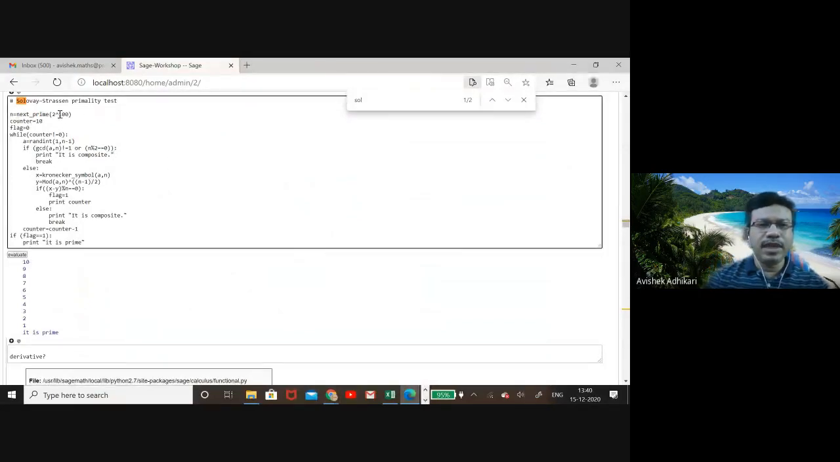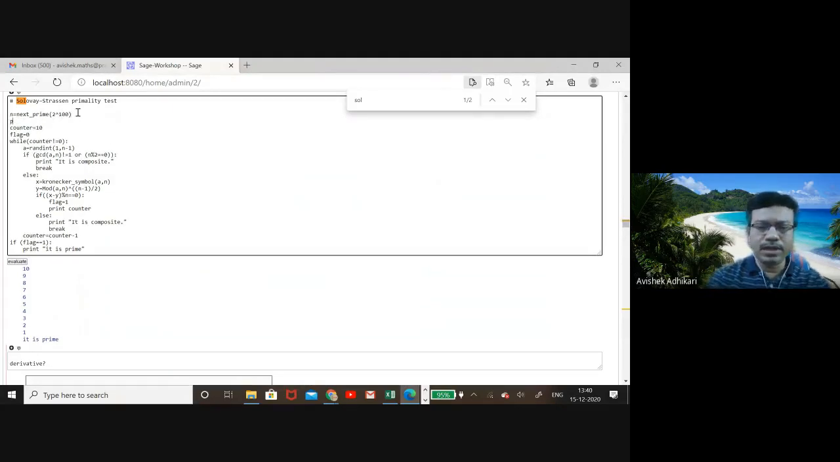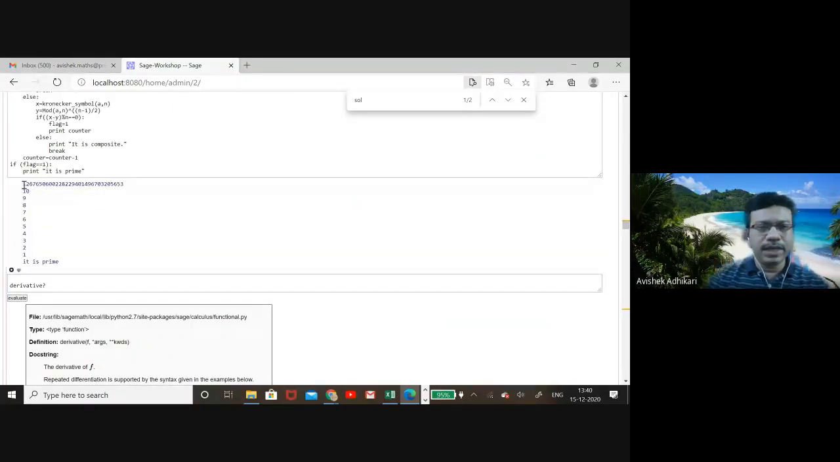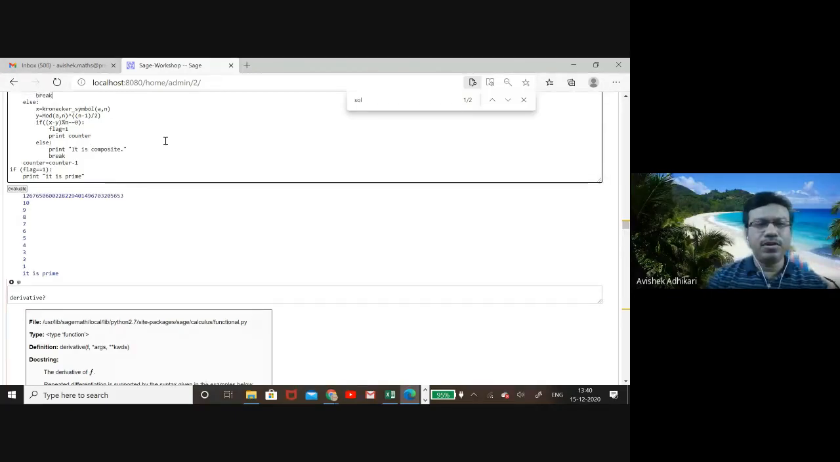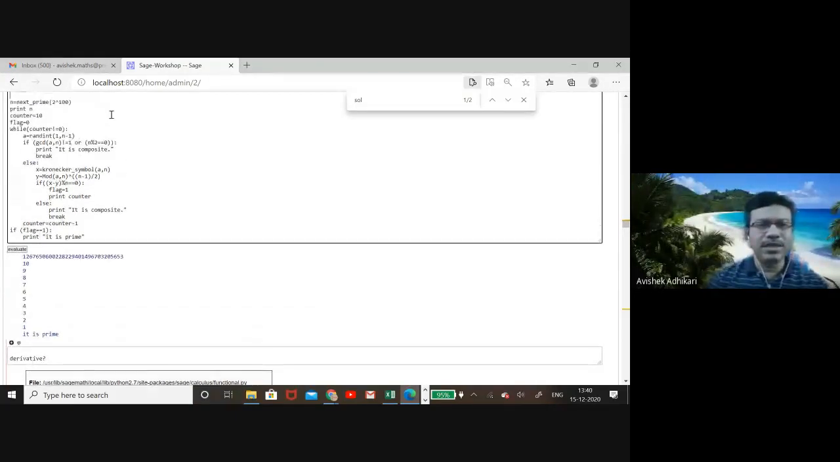Say I have given n equal to, say, maybe I can print it here. Print n. Then see, this is my n, and I'm going to check whether the number is prime or not. Here you can see that I have given a counter. That means I am testing it 10 times, and for all the 10 times I get the same answer, no, and after 10 times I will return if at every stage I get the answer no.